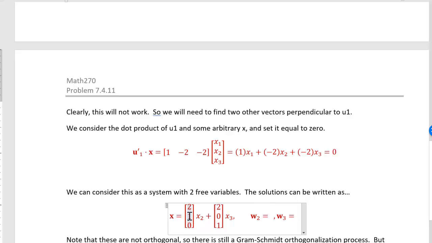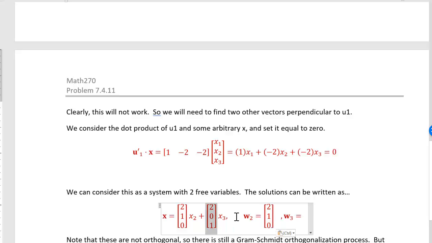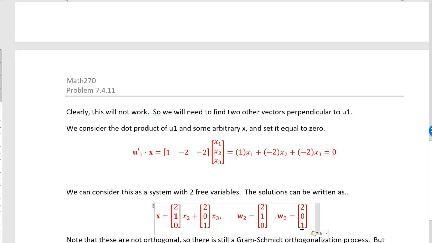Okay, so now we have 2 new vectors to work with that are perpendicular to U1, and so we're going to go with these 2 vectors. Now notice that they're not orthogonal. If you take the dot product, we're going to get 4. So they're not orthogonal, and they're not normalized.